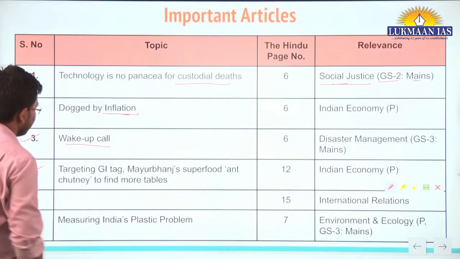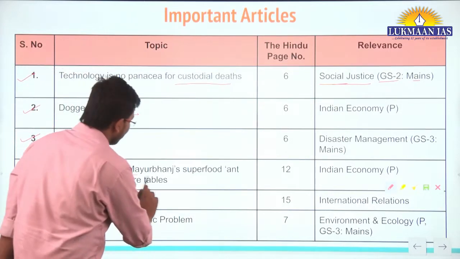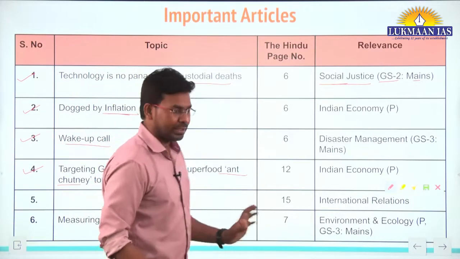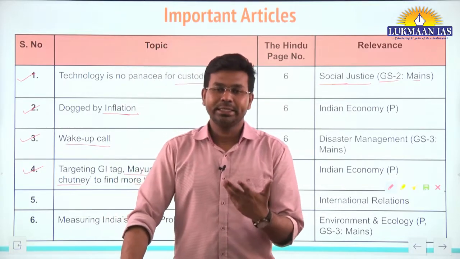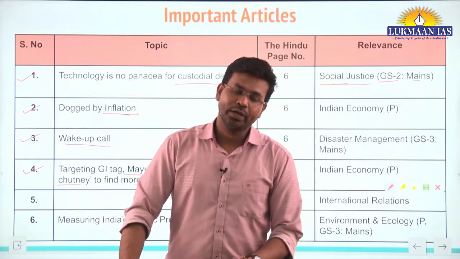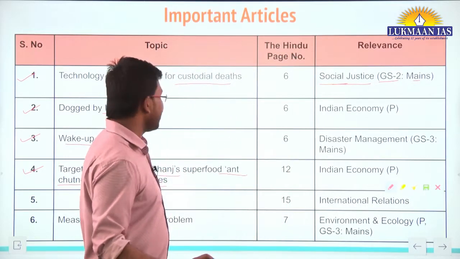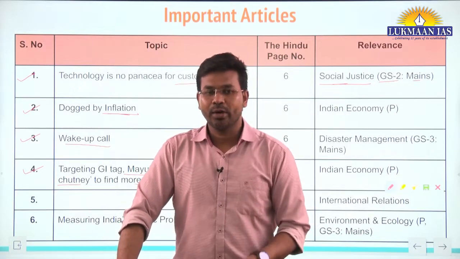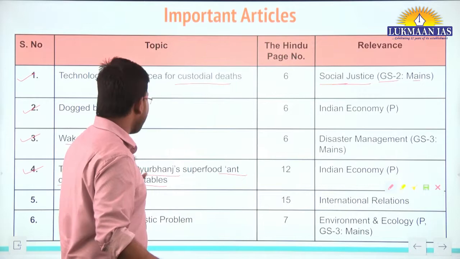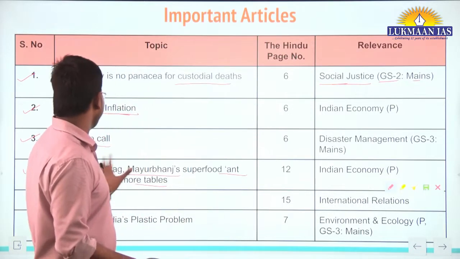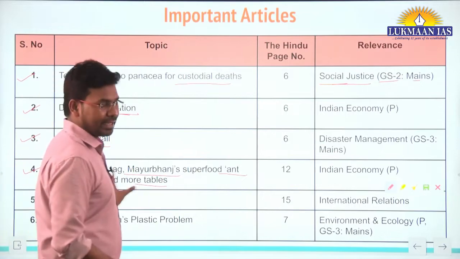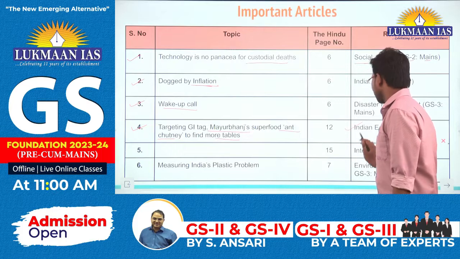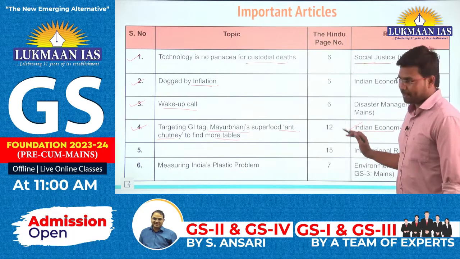The next topic is targeting GI tag: Mayurbhanj's superfood, ant chutney, to find more takers. This topic is about the geographical indication tag found in Mayurbhanj district of Odisha. We are going to look into why these people have applied for a GI tag and what the significance of this ant chutney is. Are there any medical benefits of ant chutney? We are going to look into this. This is important under Indian economy for the prelims exam.